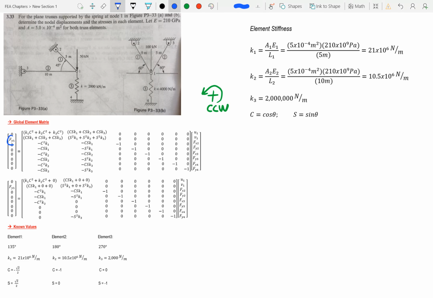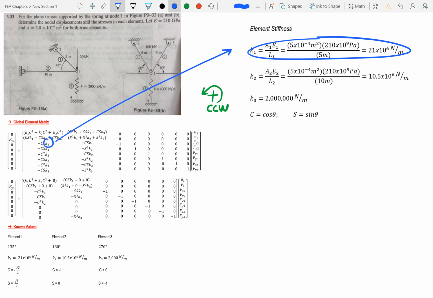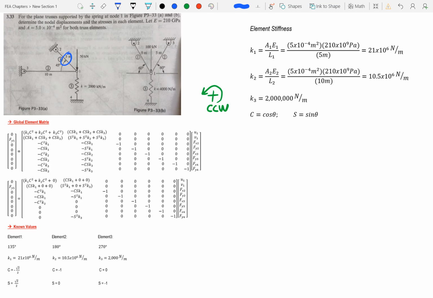Now, what is F in the Y? Well, that's right here. We know this value, 50 kilonewtons. K1, we have K1. K1 is right here. K1 is represented by this element right here. K2. K2 is right here. K2 is represented by this element. And we also have K3, which is represented here by this guy. So we also have C equals cosine theta and S equals sine theta. So we know everything here.